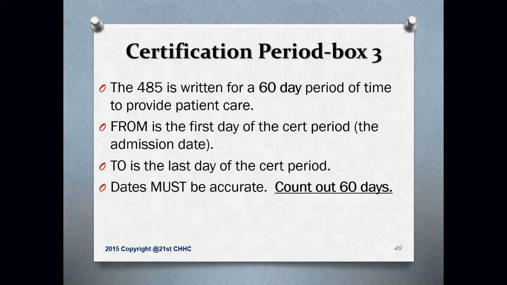So if you're sending out a nurse to do the OASIS, because the patient's only going to get therapy and the therapist won't do the plan of care or the OASIS, you can have the nurse go out and do the OASIS, but the admission date is not going to be the date that the nurse did the non-billable admission visit. It's going to be the first PT visit when they go out to assess the patient. And Box 2 is the last day of the cert period. So again, the dates have to be accurate, so you need to count out the 60 days.